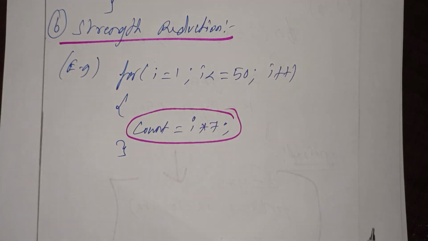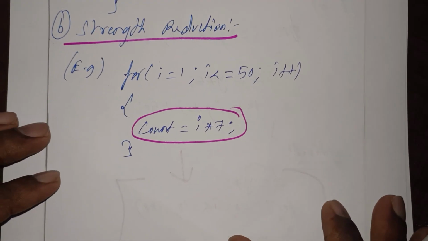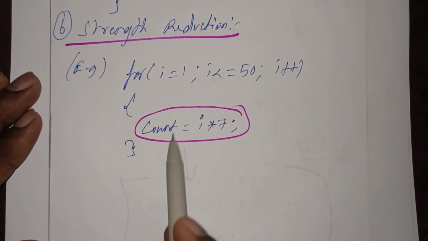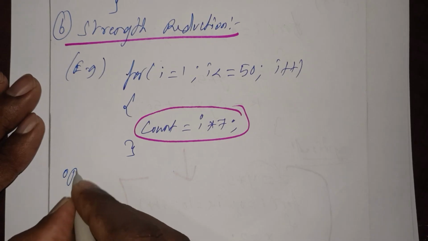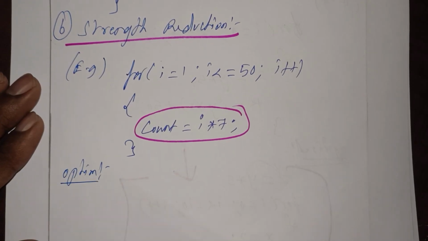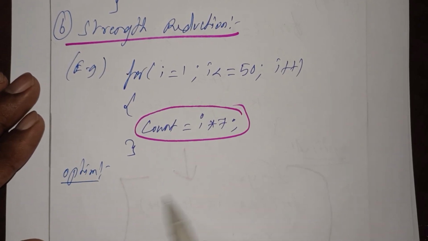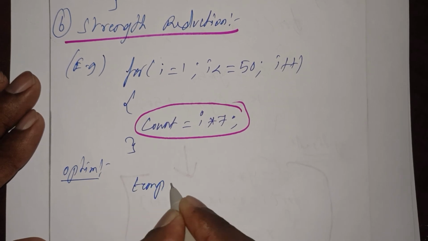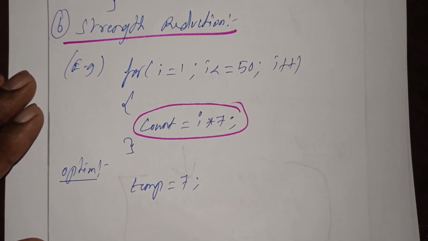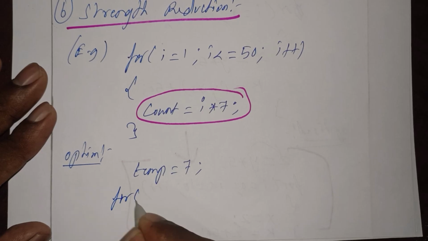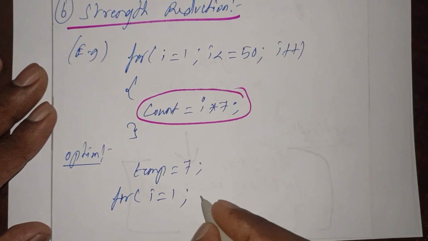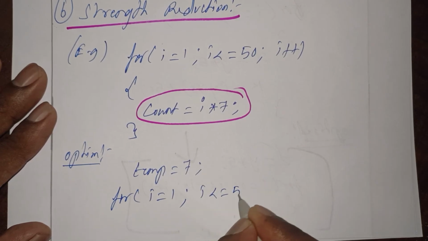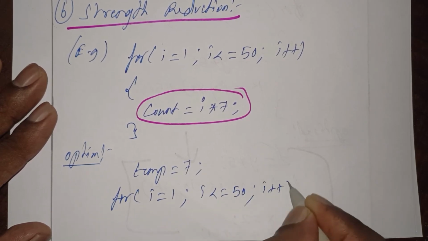So what exactly can you do? You should not change the structure, that's the point. The line is simple here, but the strength is high, so you can write the optimized code. I'm going to take this out: temp = 7, the value of temp is 7. I'm going to bring down the same for loop here: for i = 1; i <= 50; i++.